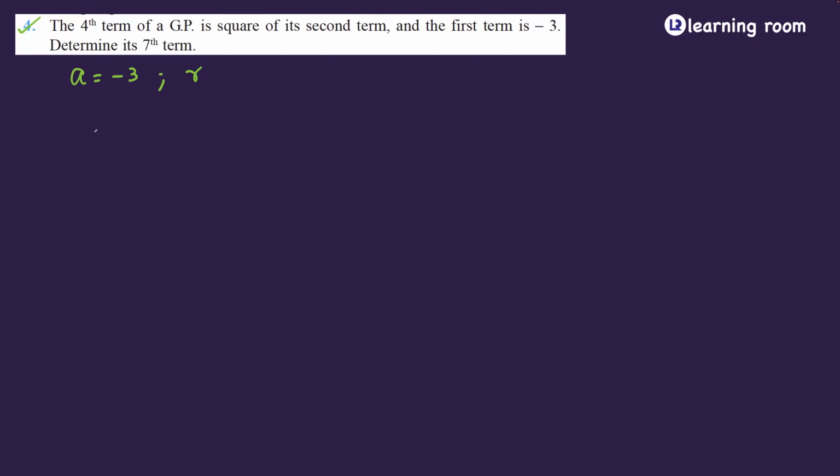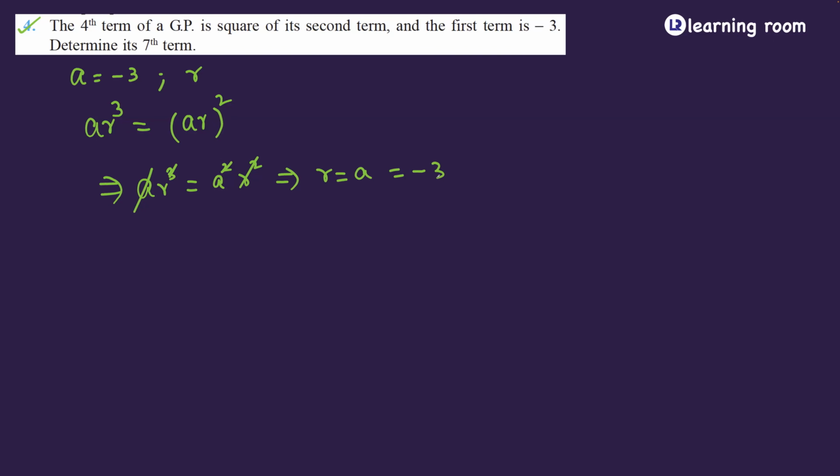Right. So what is the fourth term? A R power 3 is equal to the square of the second term. What is the second term? The second term is AR, so the square of this. So A R cube is equal to A square R square. R square will cancel R cube once, and A will cancel A square once. So R is equal to A, and A is already -3, so R is also -3.